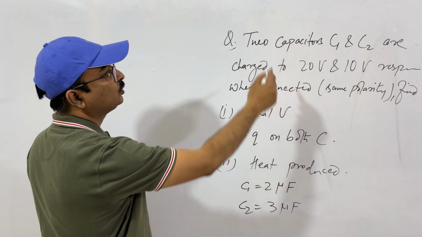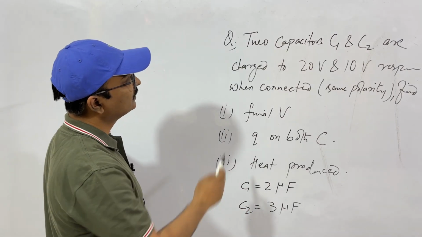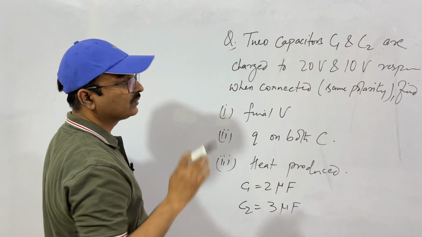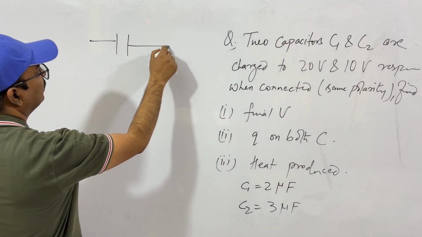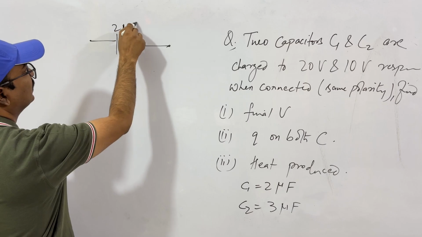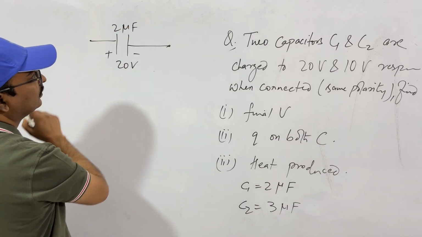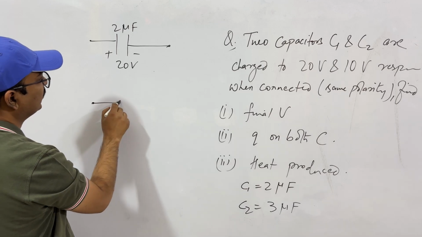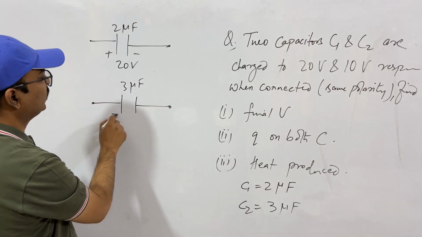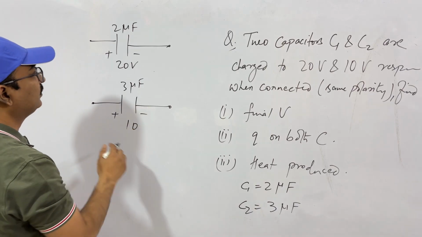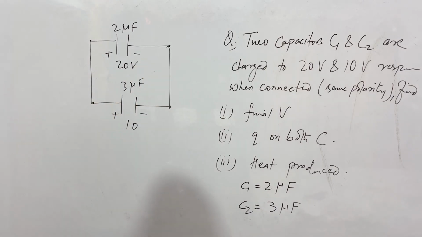See the question. It says two capacitors C1 and C2. The values are given, 2 microfarads and 3 microfarads. These are charged to 20 volts and 10 volts respectively. Okay, so it is like this. Let's say this is your 2 microfarad capacitor. It is charged up to 20 volts. Okay, and then you have the second one, 3 microfarad capacitor. It is charged up to 10 volts. They are connected with the same polarity, that is like this. So we have to find the final V.